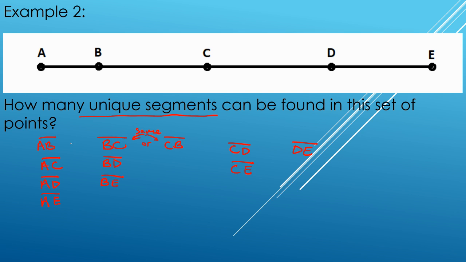How many total are those, folks? How many did we write down in our list? 1, 2, 3, 4, 5, 6, 7. And then we've got 8, 9, and 10, it looks like. So, how many unique segments can be found in this set of points? 10 can be found. 10 unique segments.